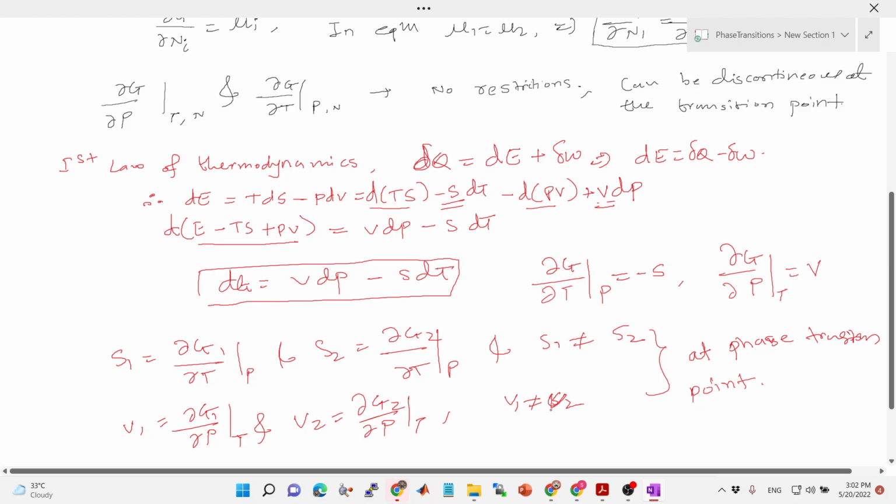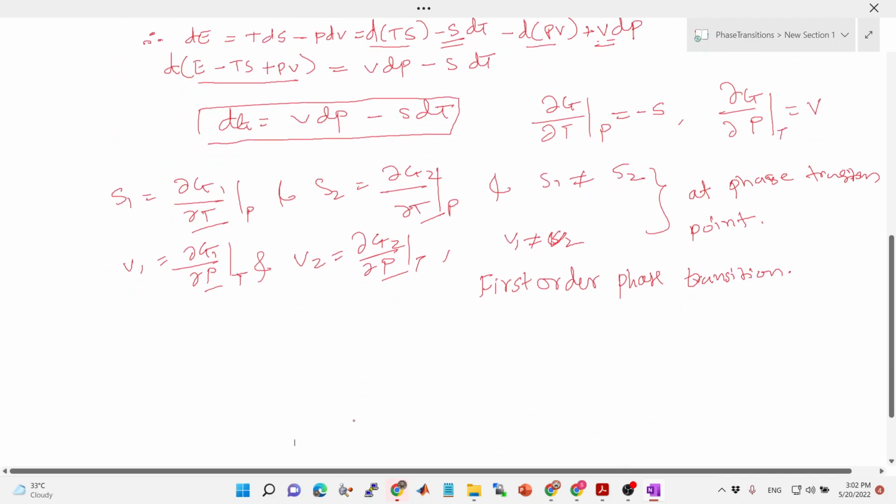If these conditions are satisfied, that means S1 is not equal to S2 and V1 is not equal to V2, we call this a first order phase transition. Why first order? Because these S and V are nothing but the first derivative of G with respect to T and P respectively. Therefore, they are called first order phase transitions.